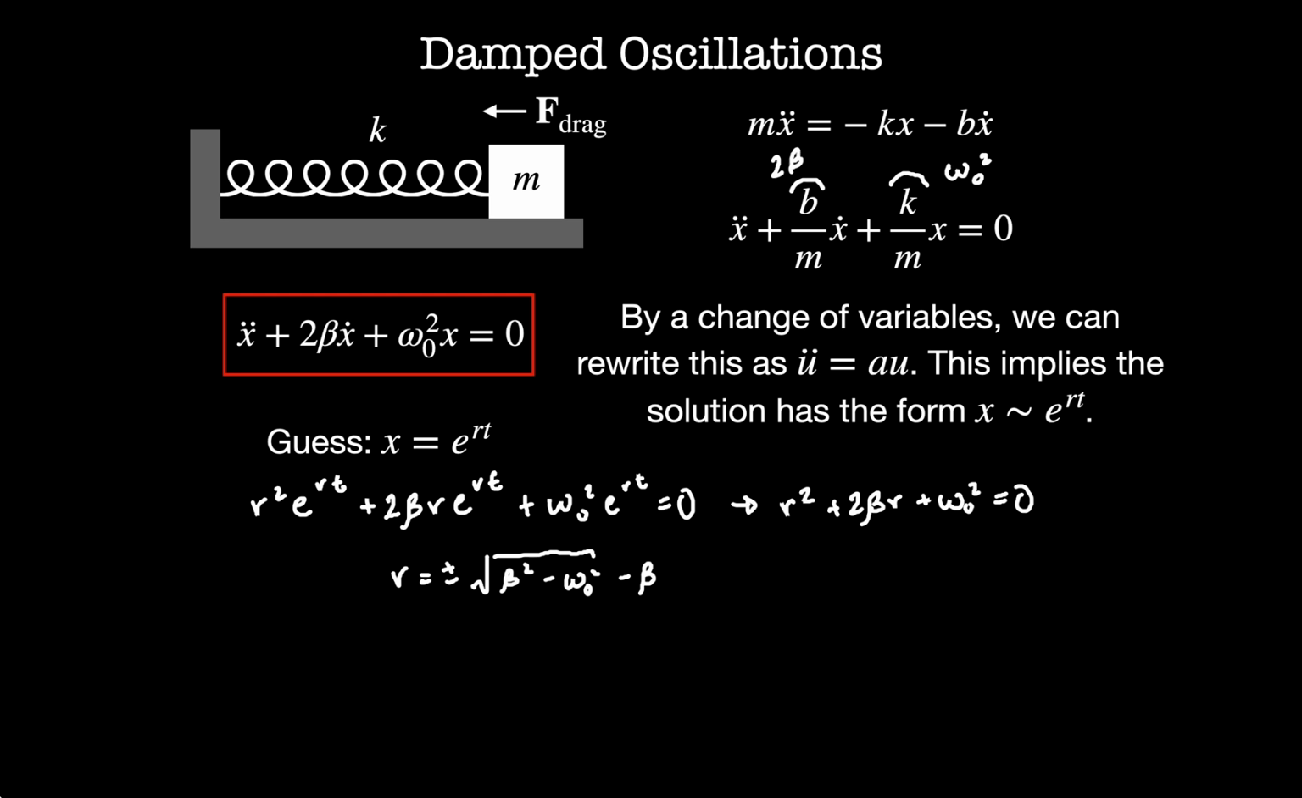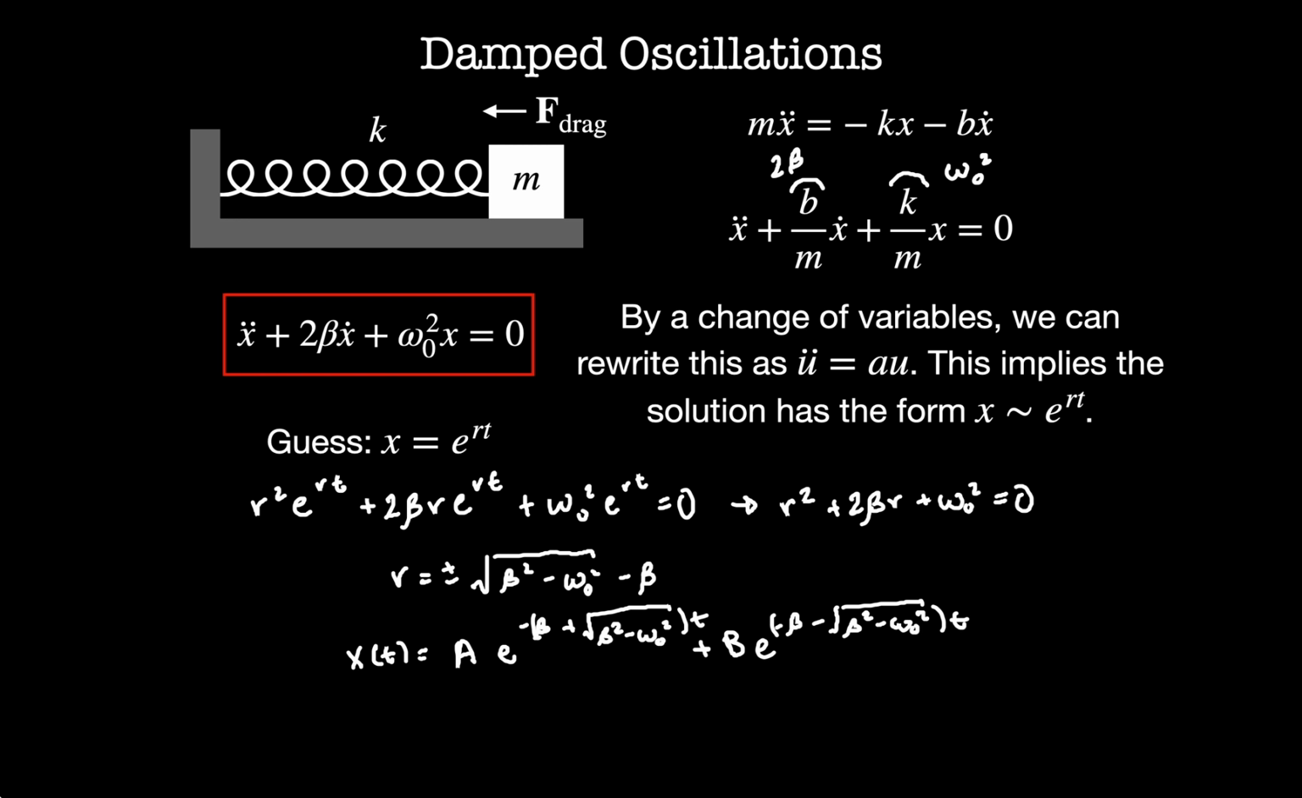So that gives us our full trajectory. So x as a function of t is equal to a times e to the minus beta plus square root beta squared minus omega naught squared, all of this times t, plus b times e to the minus beta minus the square root of beta squared minus omega naught squared times t. So that's our full solution.